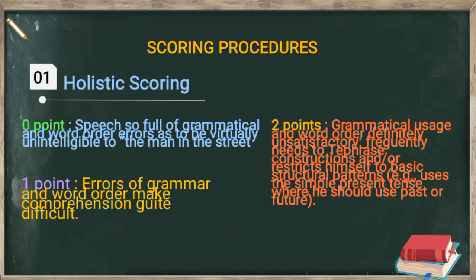The most successful way is a system of discrete, objectified scores for nearly every utterance or response that the student makes. There are two types of scoring procedure. The first is holistic scoring and the second is objectified scoring. Now we are going to explain holistic scoring.